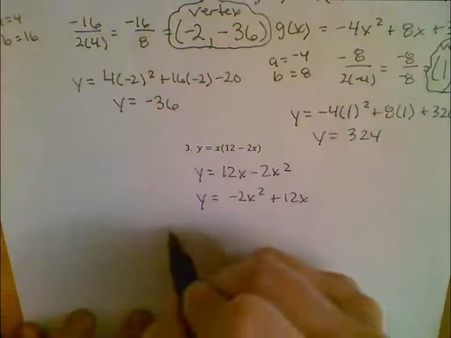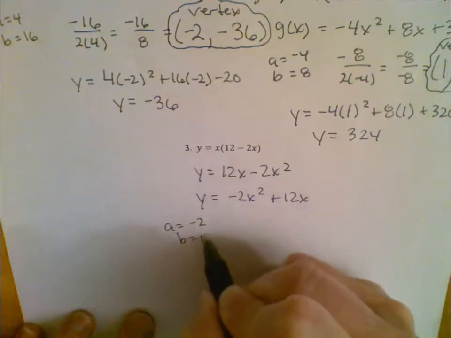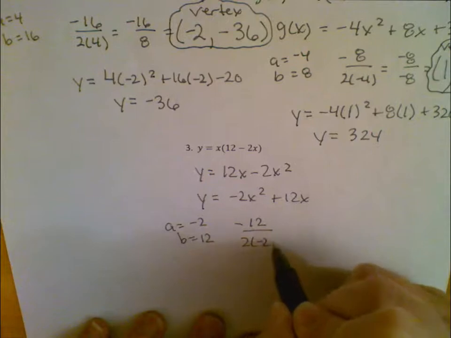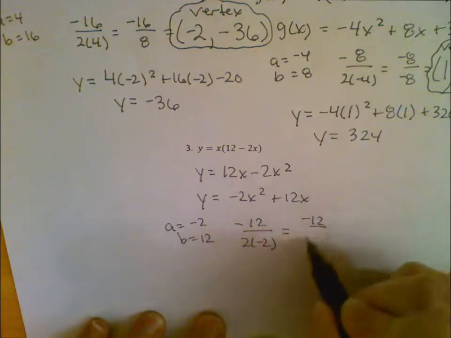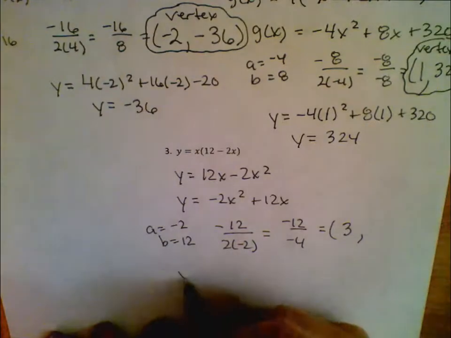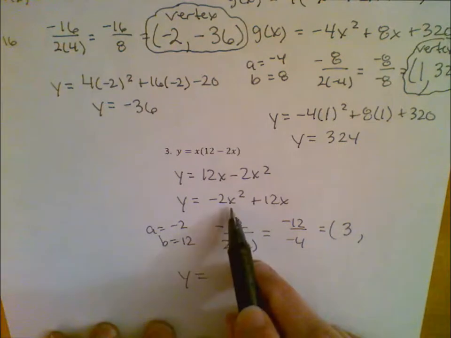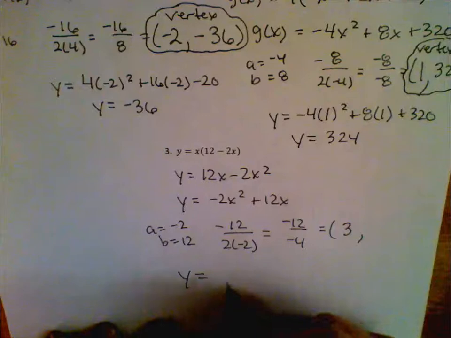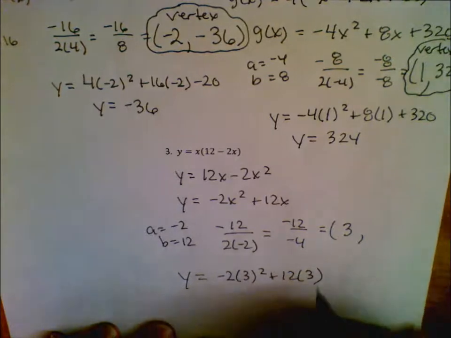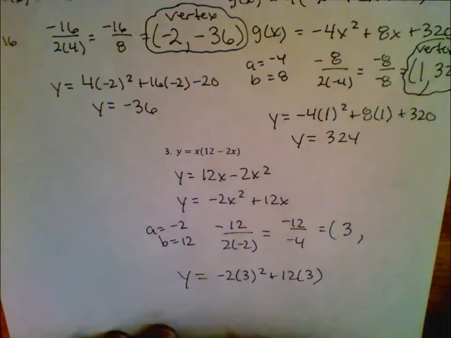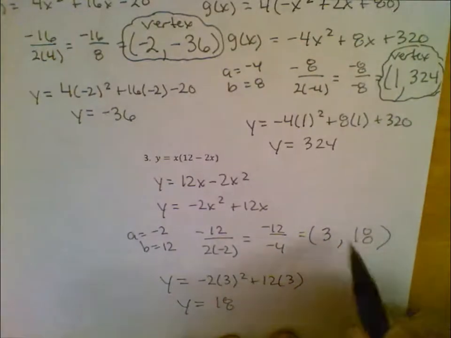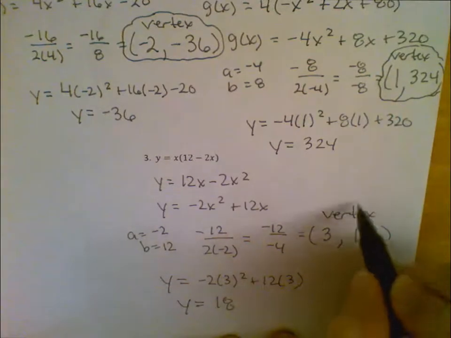So my a is -2 and my b is 12. So the opposite of b over 2 times a is going to be -12 over -4, which equals 3. So now to get my y, I'm going to plug the 3 back into this equation right here. Wherever there's an x, I'm going to put a 3. And I've already done the calculation, and that one is 18. So 3, 18, and that is my vertex.